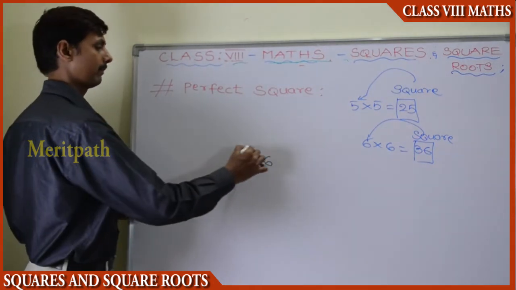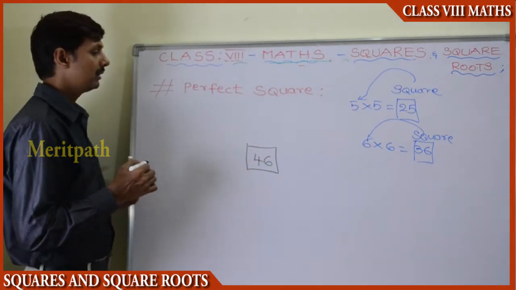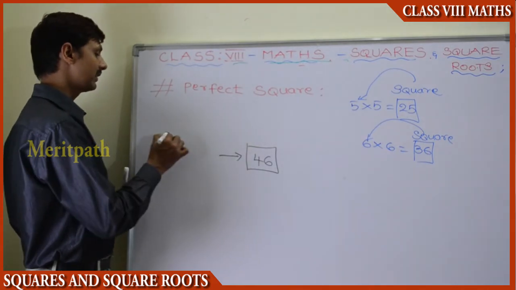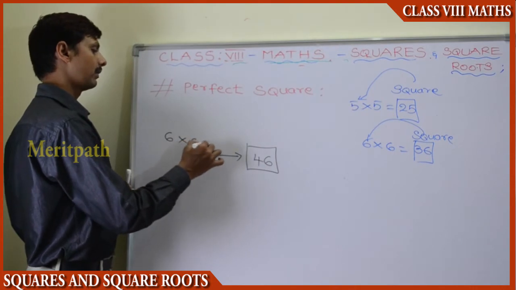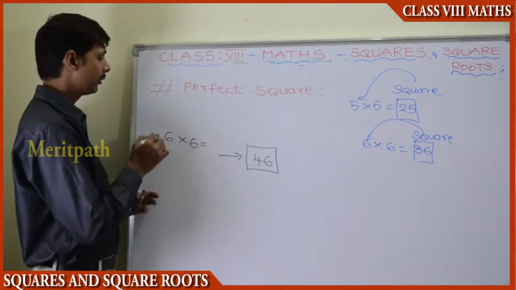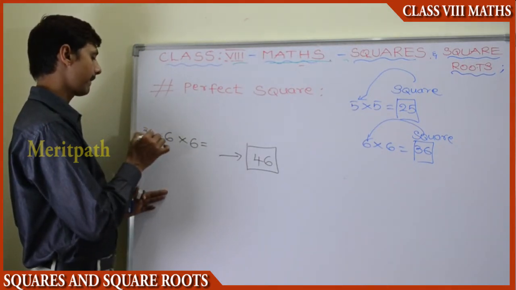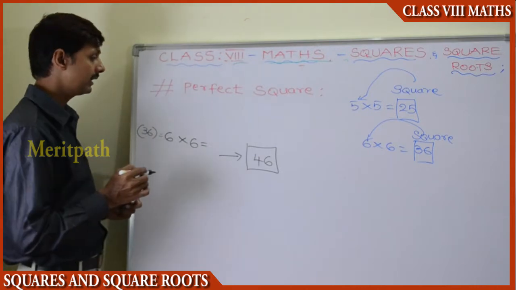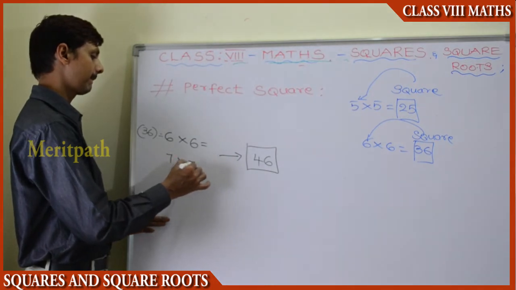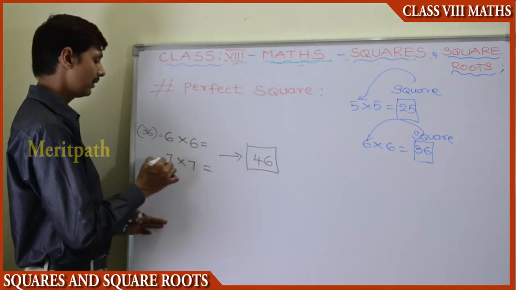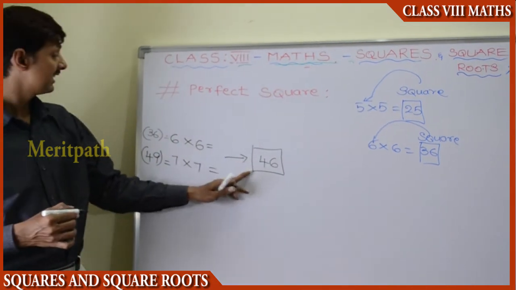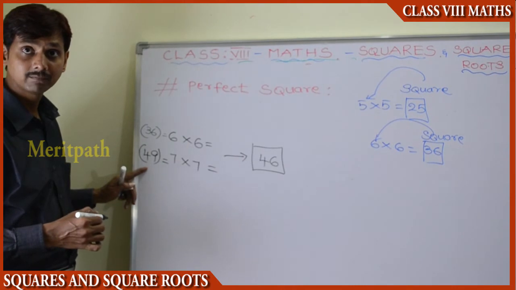Now let's take 46. Let's take the number nearest to this, when we multiply 6 into 6. Here we can understand 6 into 6 is not equal to 46, because it is equal to 36. So let's take some other number, 7 into 7 is 49, but it is not equal to 46. But here 46 is between 36 and 49.